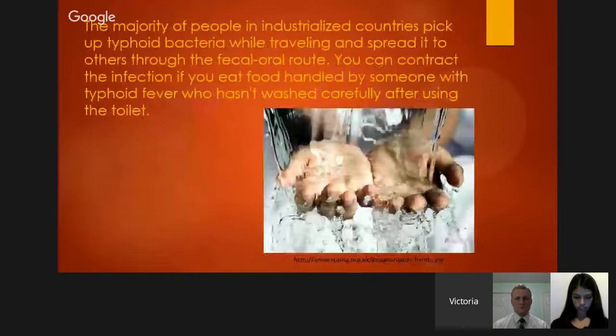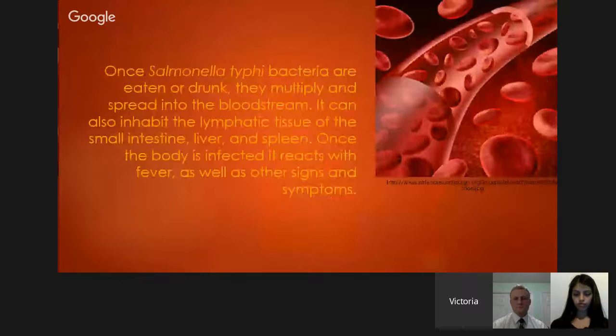The majority of people in industrialized countries pick up typhoid bacteria while traveling and spread it to others through the fecal-oral route. You can contract the infection if you eat foods handled by someone with typhoid fever who hasn't washed carefully after using the toilet. Once Salmonella typhi bacteria are eaten or drunk, they multiply and spread into the bloodstream. They can also infect the lymphatic tissue of the small intestine, liver, and spleen. Once the body is infected, it reacts with fever as well as other signs and symptoms.